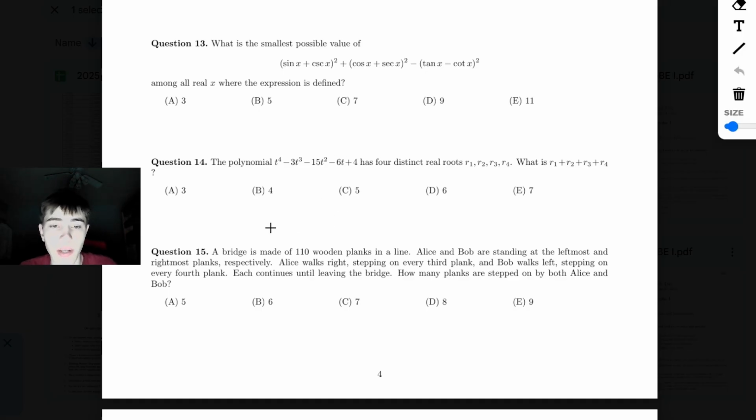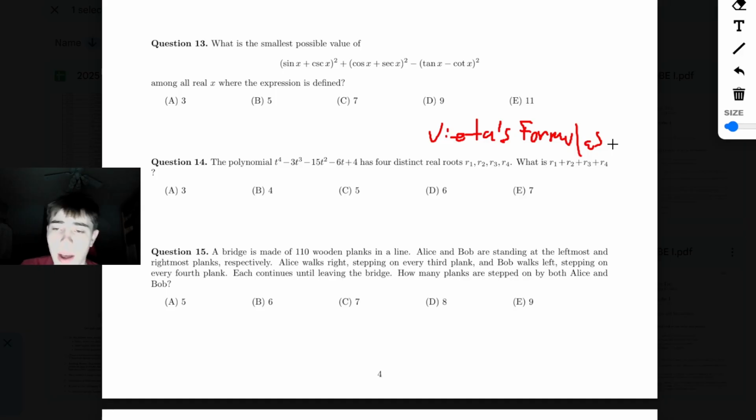Okay, question 14. The polynomial t to the fourth minus 3t cubed minus 15t squared minus 6t plus 4 has 4 distinct real roots, r1, r2, r3, r4. What is r1 plus r2 plus r3 plus r4? Okay, so for you math people, this will be a no-brainer. You will instantly get it because you know Vieta's formulas. Now, you need to research these if you don't know them.